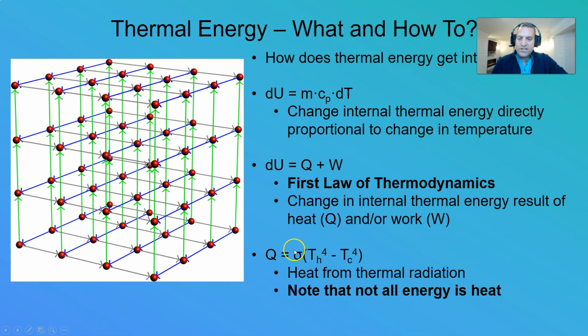Each of these terms, if you factor this sigma, this term here is a constant called the Stefan-Boltzmann constant, and that's the Greek sigma. If you multiply this in, you have sigma Th to the fourth and sigma Tc to the fourth. Those terms are themselves individually energy. Those individual terms are energy terms. They work out to joules. So those are energy, but heat is only the difference of those two terms. So not all energy is heat. Heat is only the difference in energies.